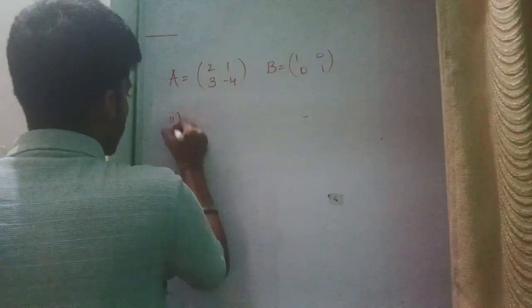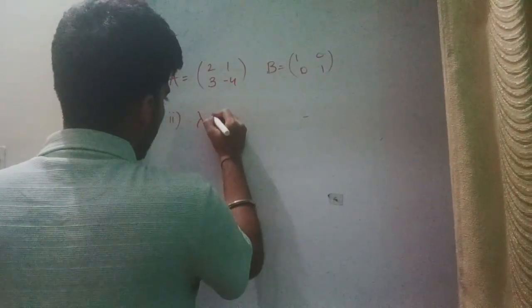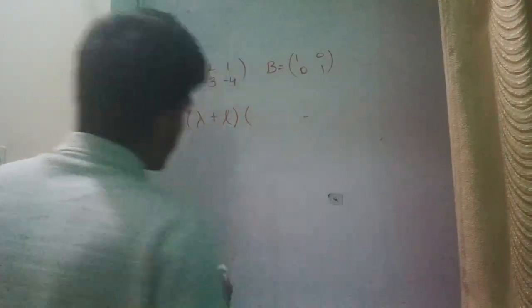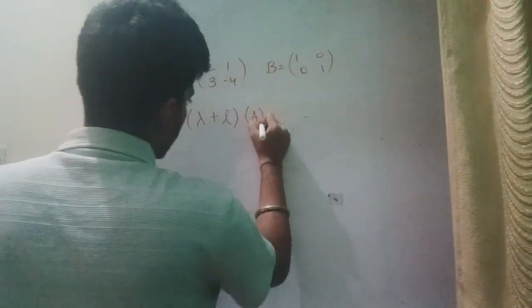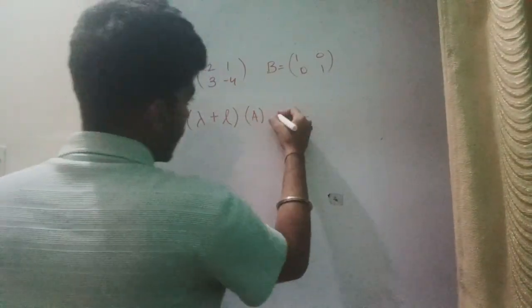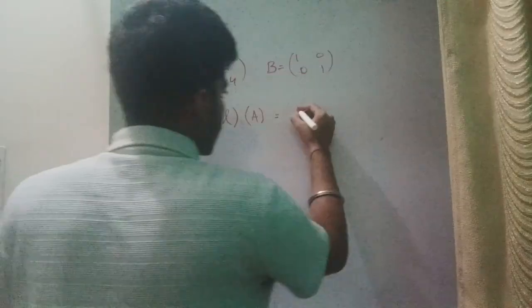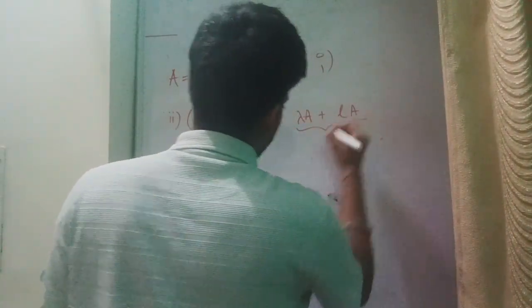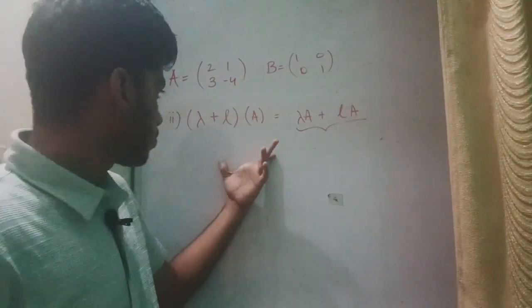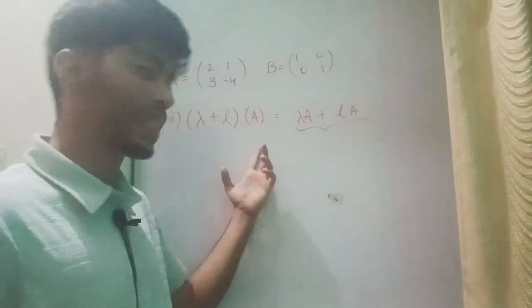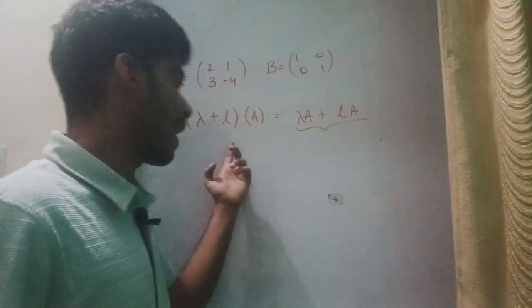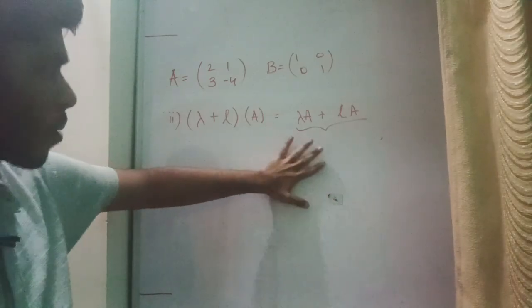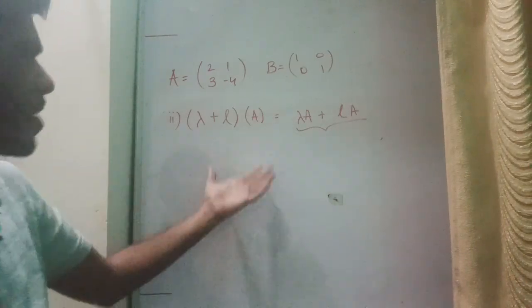let's say I'm having the scalar lambda, and there's another scalar, let's say L, and I am multiplying it with matrix A. So now I can write this as lambda times A plus L times A, right? No matter what your matrix A is, no matter what your scalars lambda and L are, this property will always hold true, and you can verify it.